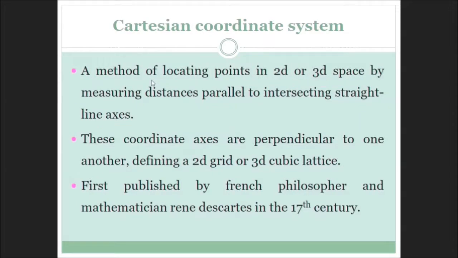Then Cartesian coordinate system, a method of locating points in 2D or 3D space by measuring distance parallel to intersecting straight line axes, like this. If this is XY, you can have a point in 2D, and you can have one in 3D. This is X, this is Y, this is Z. So this point can be located via the Cartesian coordinate system. These coordinate axes are perpendicular to one another, defining a 2D grid or 3D cubic lattice. And this was first published by French philosopher and mathematician René Descartes in the 17th century.